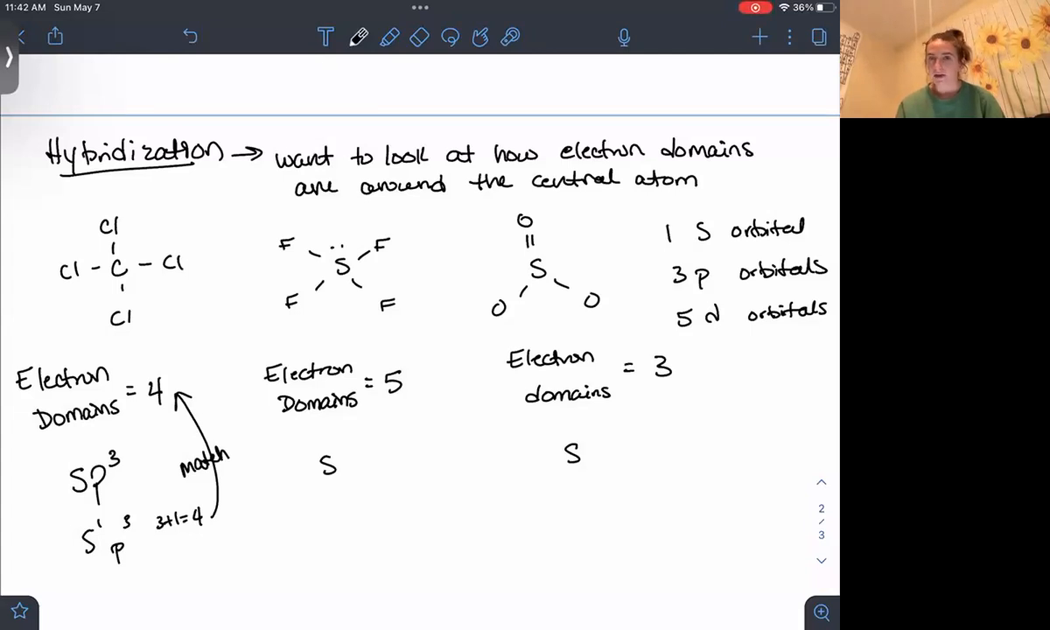What about SF4? How many total orbitals do we need? We need 5 total orbitals. So we're going to use 1 from our s. How many from the p? Good. 3 p. And how many for the d? Yep. 1 d. Awesome. Okay. And then what's going to be our SO3? What's going to be that hybridization on the S? Awesome. This one will be sp2 because we need 3 total orbitals. So you have 1 s and 2 p orbitals. Does that clear up hybridization? And that's always for the central atom.